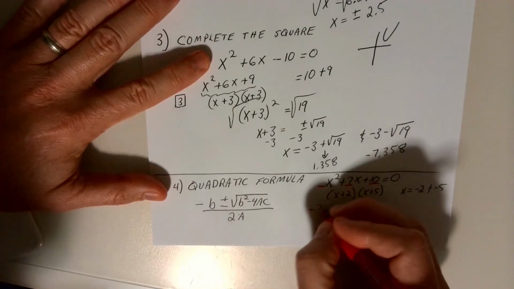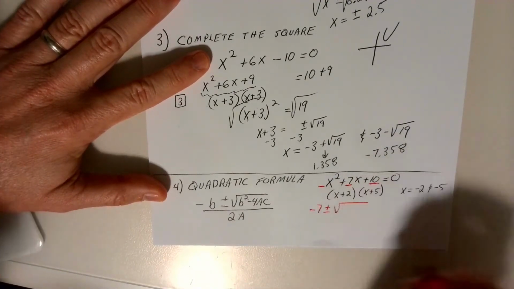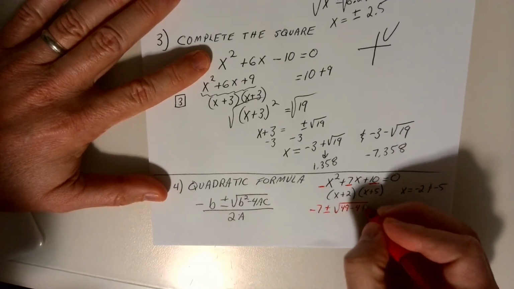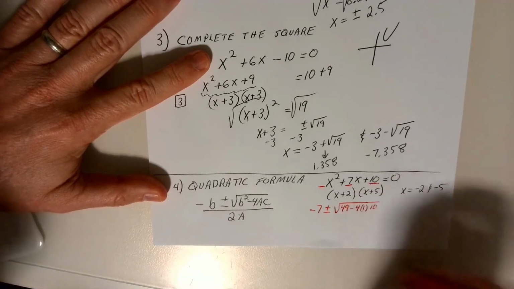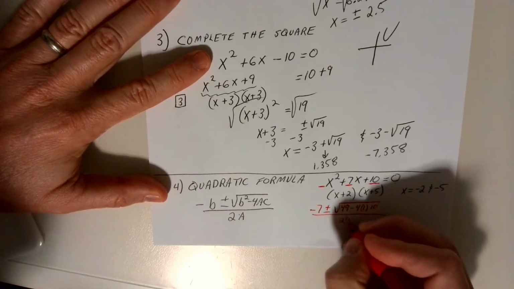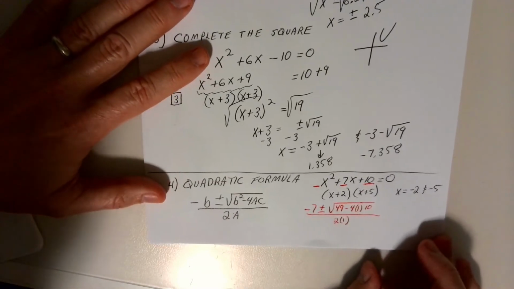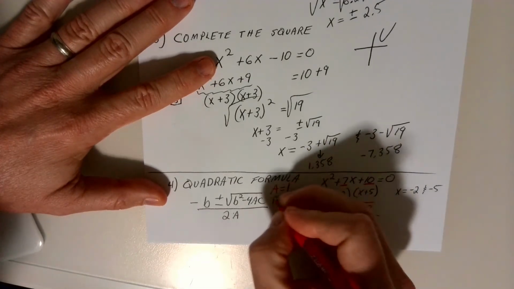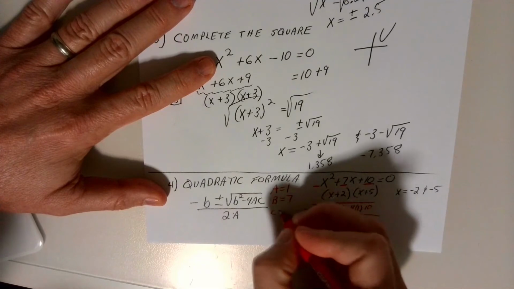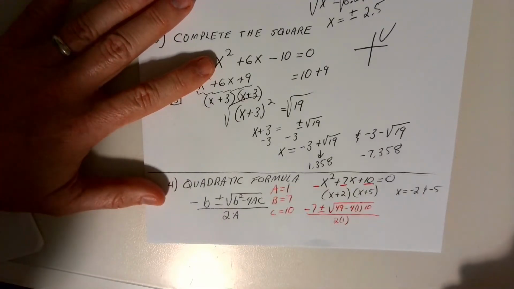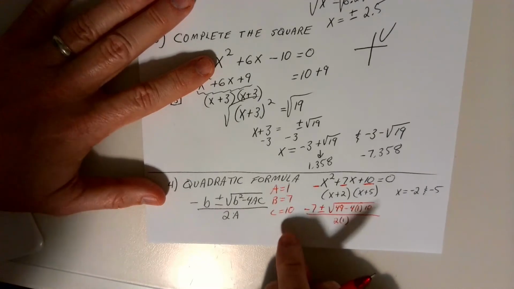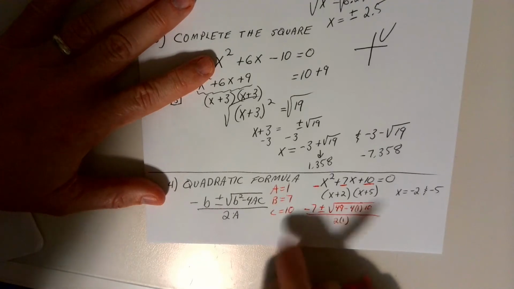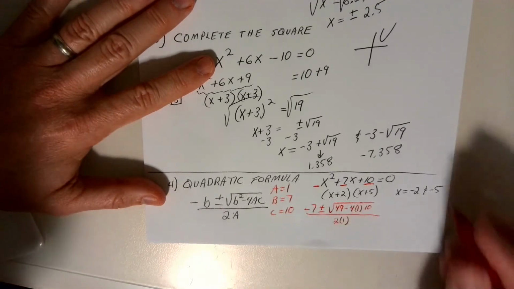So negative b becomes negative 7 plus or minus the square root of b squared, which is 49, minus 4 times 1 times 10, all over 2 times 1. You can see where all those numbers come from, the a's, b's, and c's. In fact, I'll even write them down there for you. A is equal to 1, b is equal to 7, and c is equal to 10. For those of you who are really clever, you can probably even write a little program in the basic of your calculator to be able to solve it. You go ahead and do that. You can use it on the test. I'm good with that.